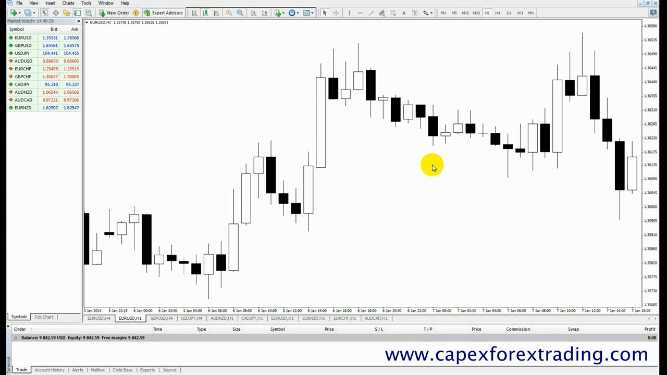So that is what a candlestick is. It's just an easier way for us to view our charts.